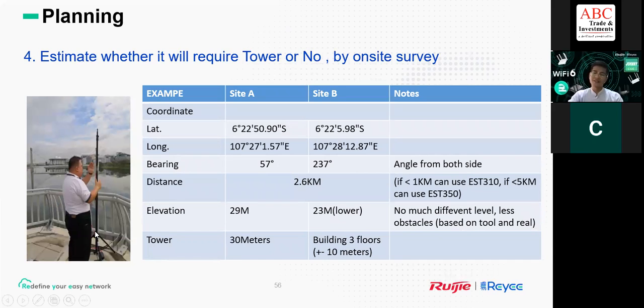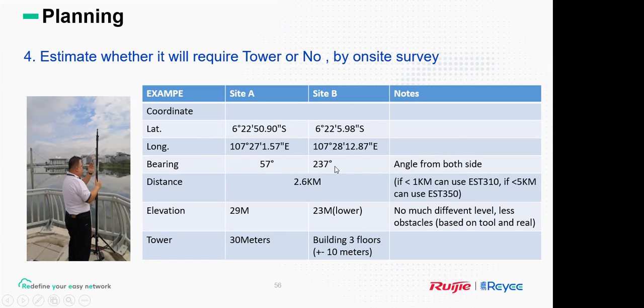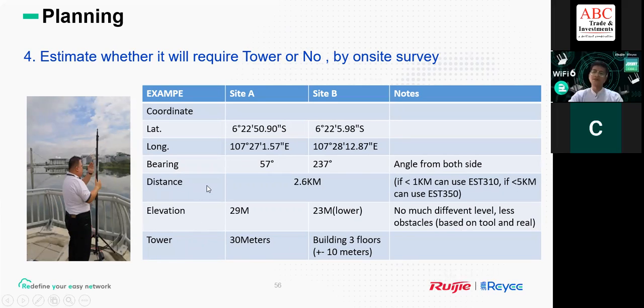Please also check whether there is any obstruction on the line outside or something. After we do this process, you will get the results: the latitude and longitude for side A and side B, the bearing angle, distance, and elevation. Elevation means the height, the pole height.